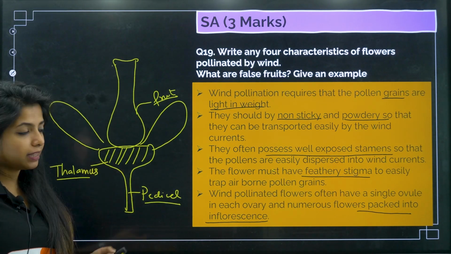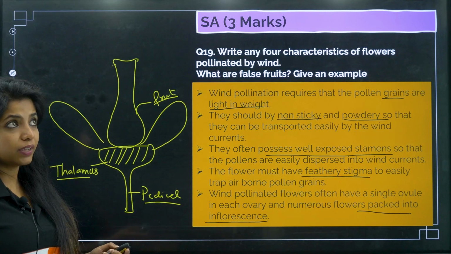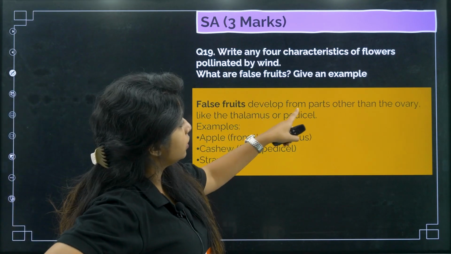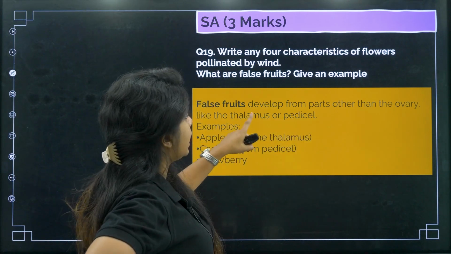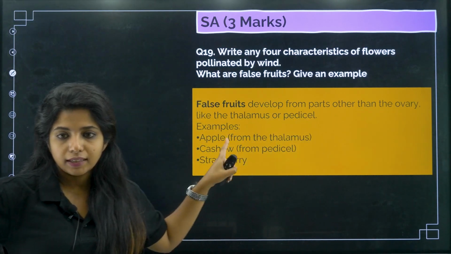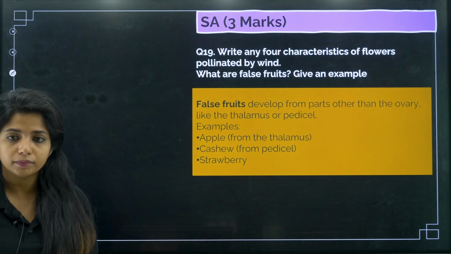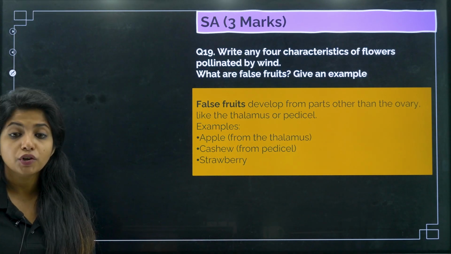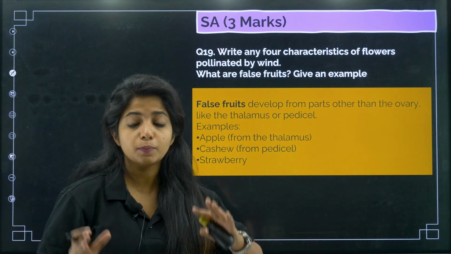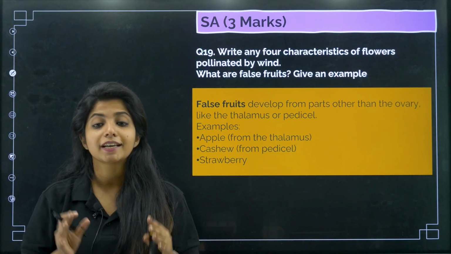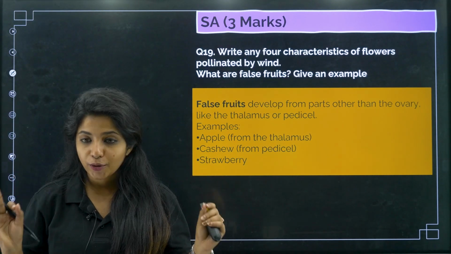Apple comes from the thalamus. You have cashew. Cashew comes from the pedicel. So over here, false fruit develops from parts other than the ovary, like the thalamus or the pedicel. Example, apple from the thalamus, cashew from the pedicel, and you have strawberry also. These are examples of false fruits. False fruits, parthenocarpy, apomixis, these are 3 important terms given in your NCERT and you should know about them. And I hope I have explained it to you.